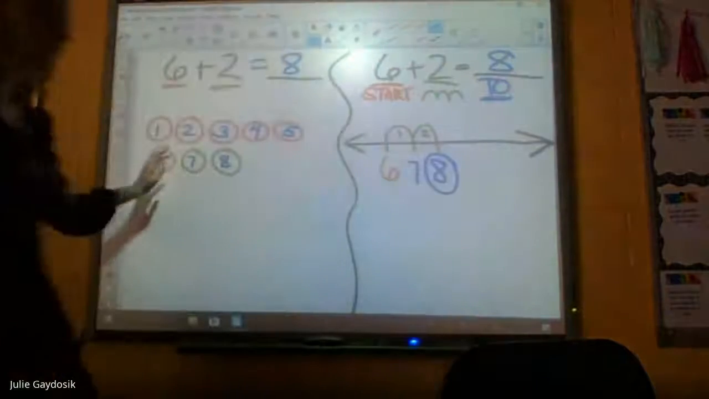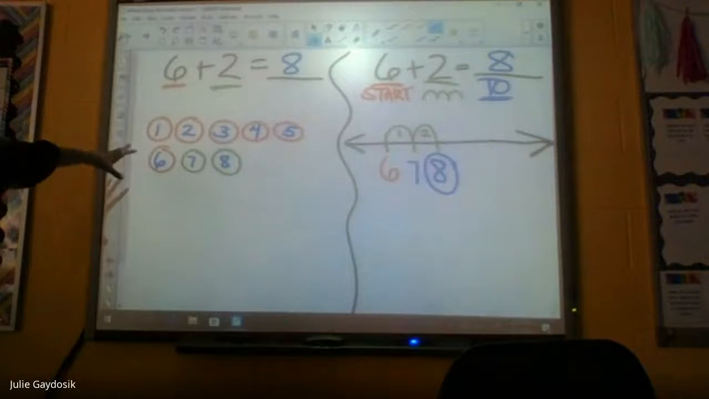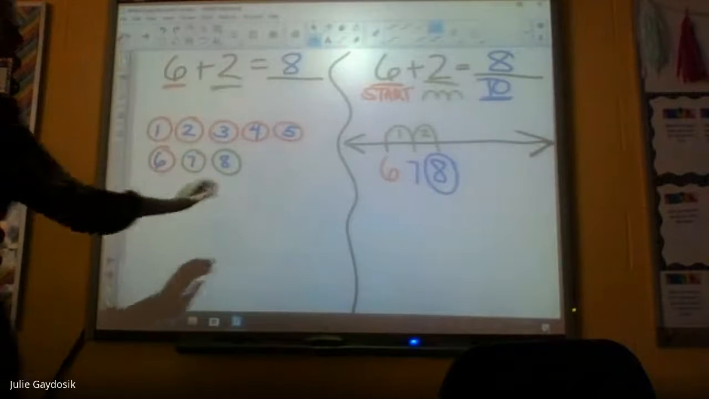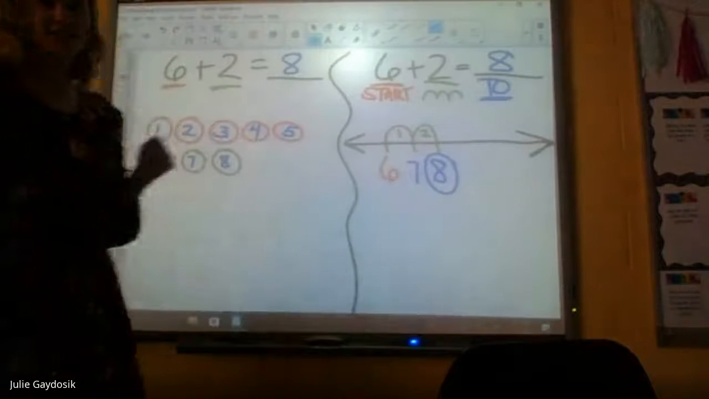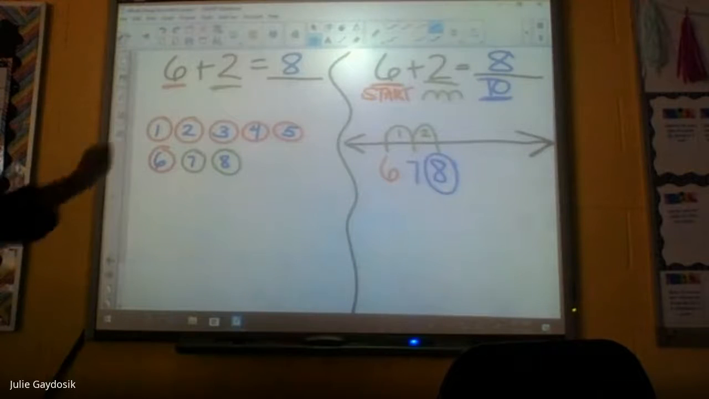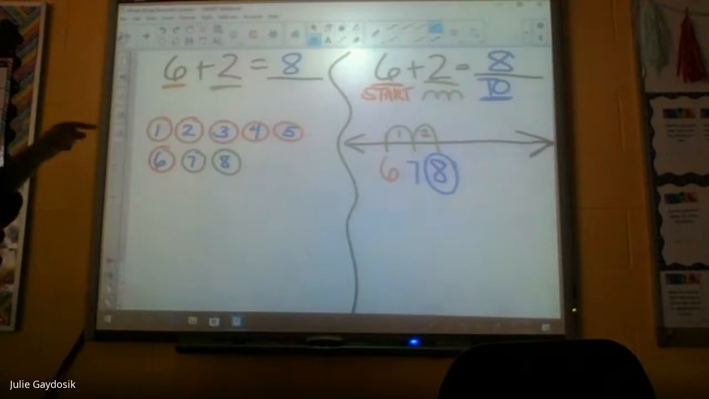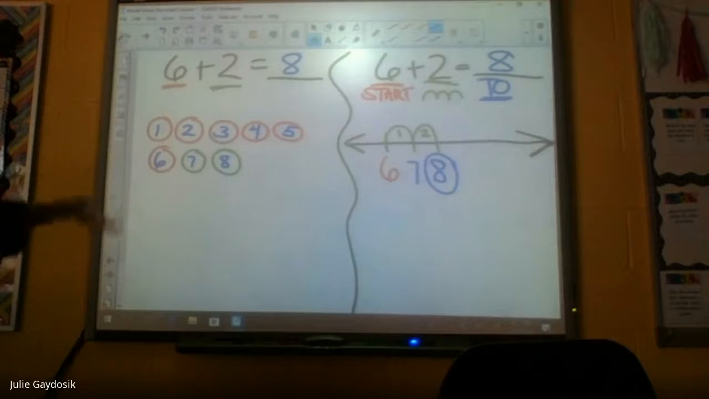So I have the same answer on both sides, but I did this side with a picture, and I did that side with a number line. So you should have this in your notebook. This is going to help you when you're solving problems in the future. Okay, so keep it in your notebook so you can refer back to it.